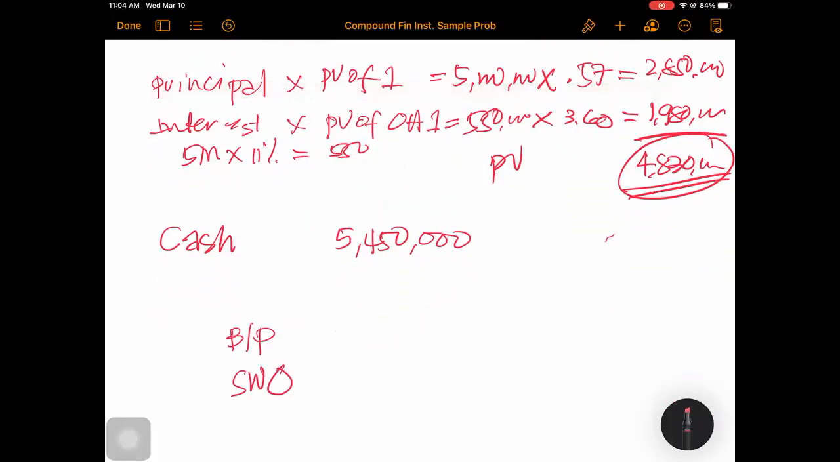Debit unsa? Debit discount. Anong discount? Anong discount man? Anong discount? Naa bay discount?